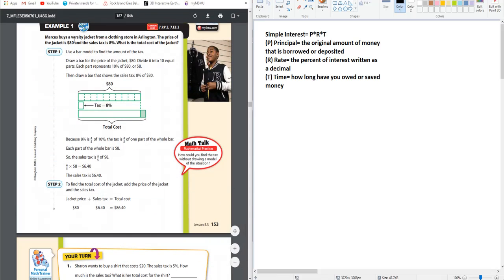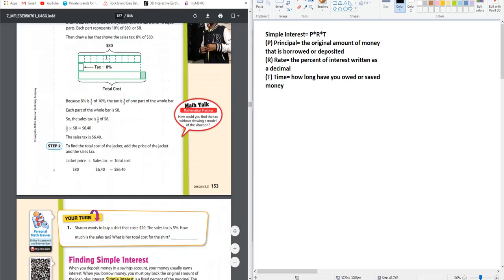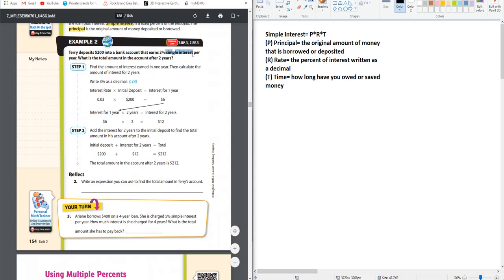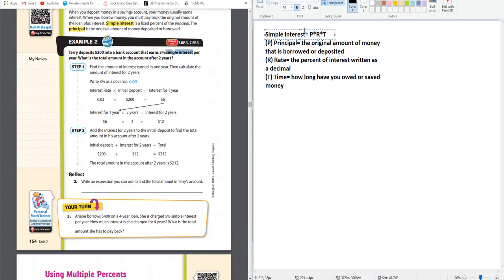So example 1, Marcus buys a varsity jacket from a clothing store in Arlington. The price, well, this doesn't really work for interest. Let's try this one. Terry deposits $200 into a bank account that earns 3% simple interest per year. What's the total amount in the account after 2 years? All right. The first thing you should do when you're trying to figure out simple interest is, by the way, we know it's a simple interest problem because they literally say 3% simple interest. As soon as you see the words simple interest, this is what should come to mind.